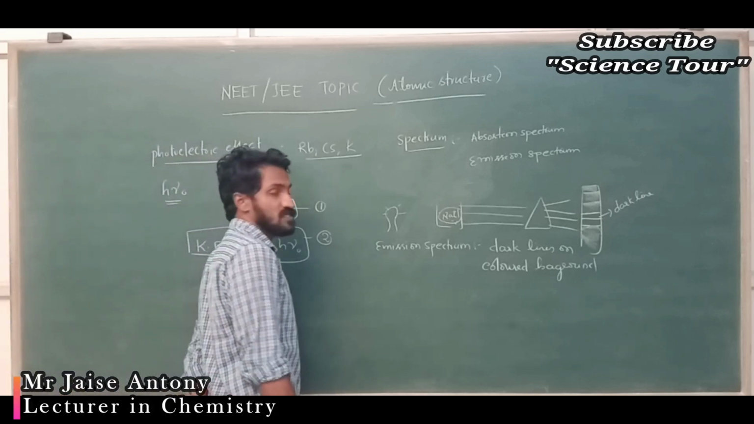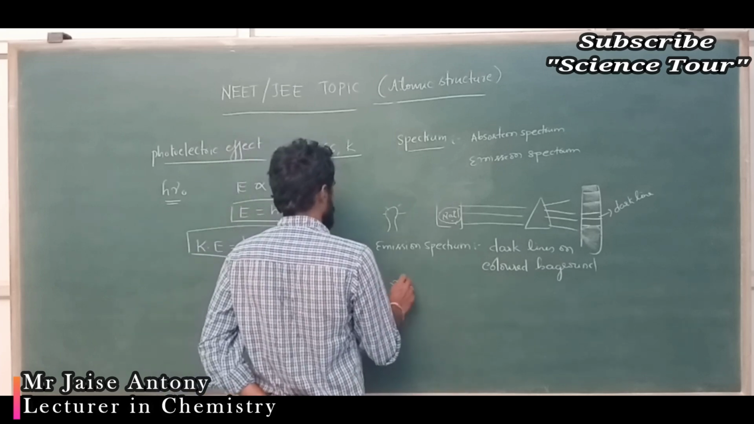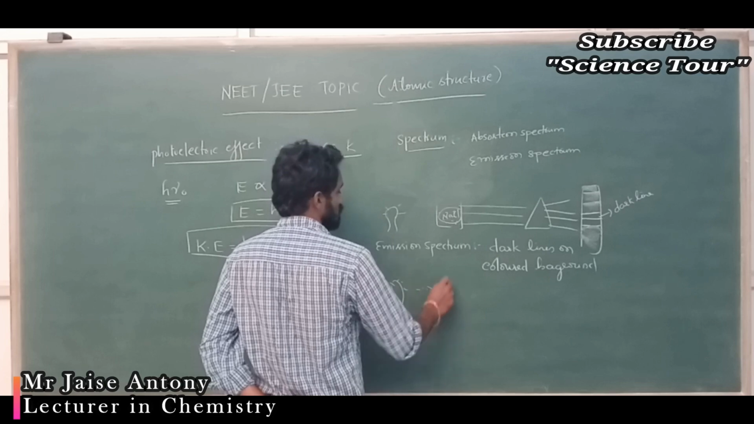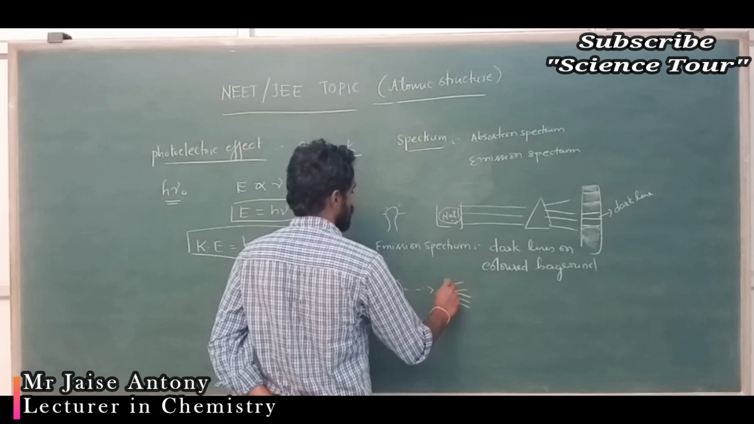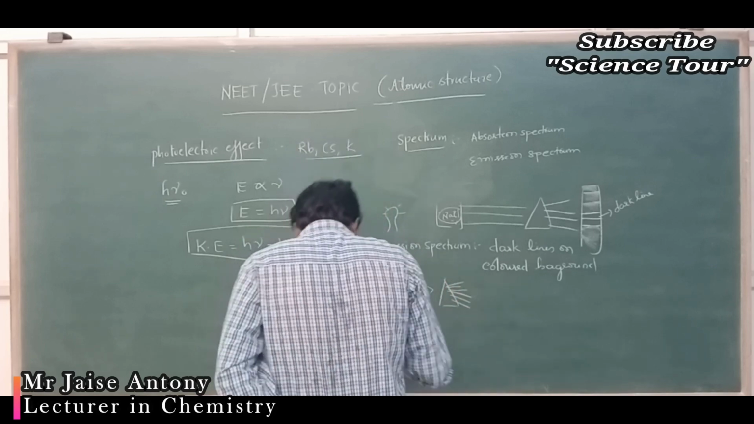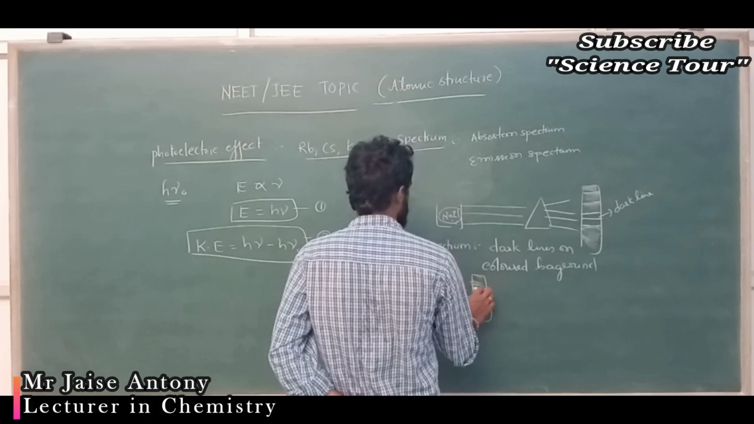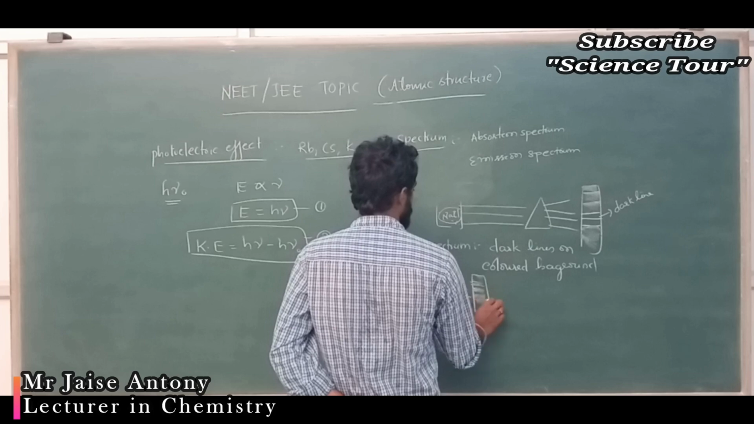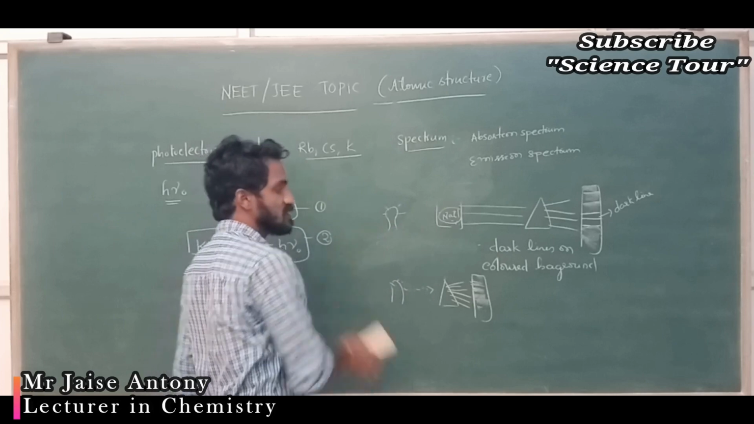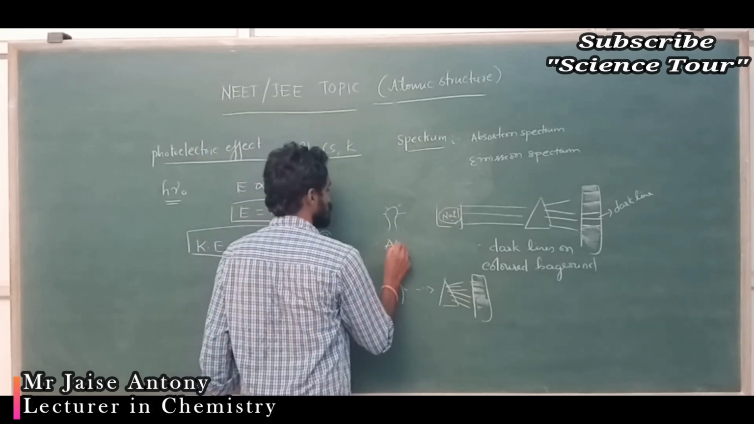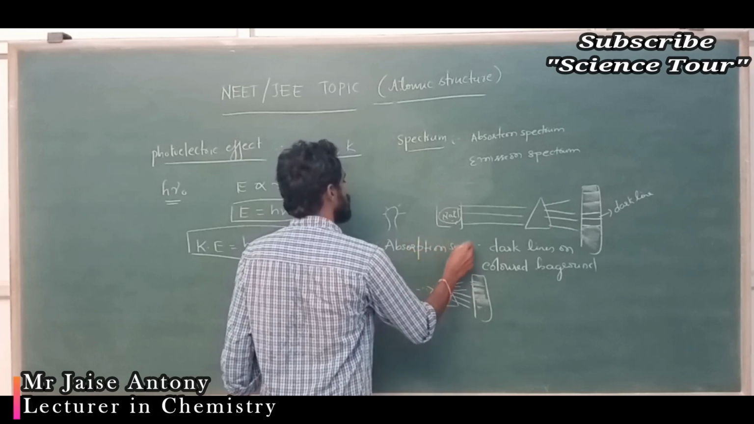Absorption spectrum, my dear students, in the absorption spectrum what happens? When white light passes through a prism, it gives 7 different colors. It is called the emission spectrum. Sorry, my dear students, this is actually what we discussed, the absorption spectrum. This is the absorption spectrum.